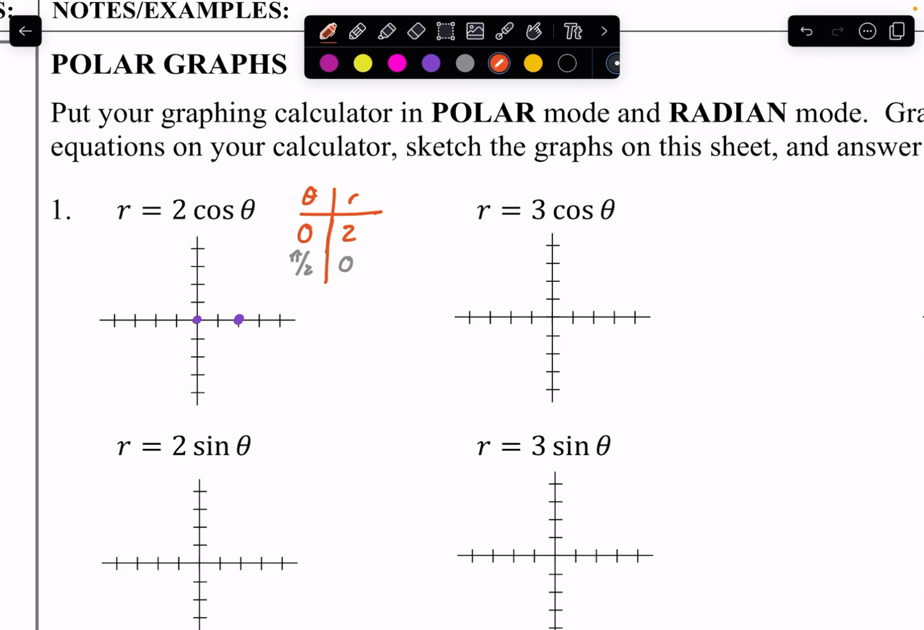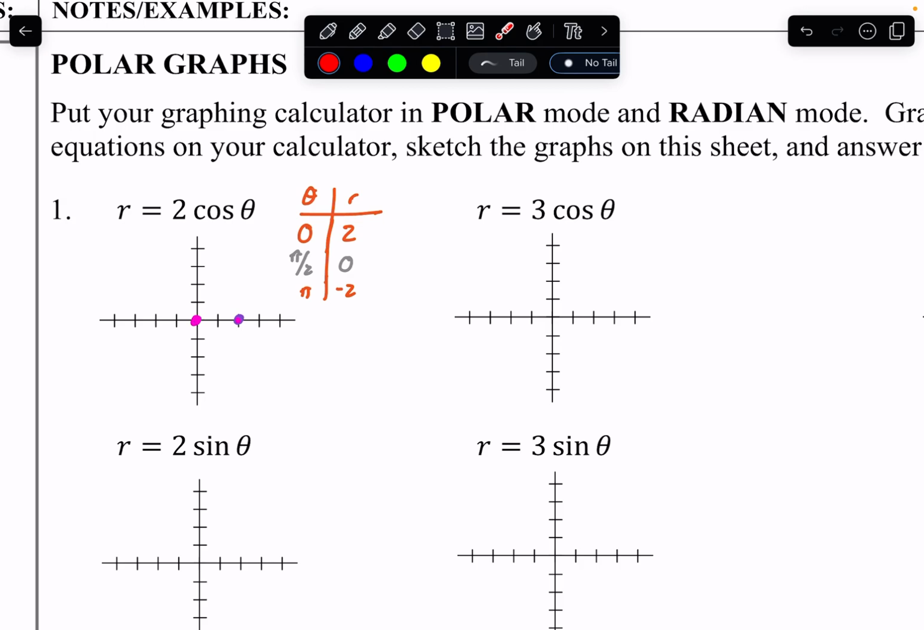And then by the time I get to pi, remember pi is going to be out this direction to the left on the x-axis. So pi here, cosine of pi is -1, so I should be getting a -2. And the way that that works in a polar plane is instead of going this direction 2 units, because it's negative, you're going to go back this way. So I literally only have this point and this point to work with without doing any intermediary angles here.